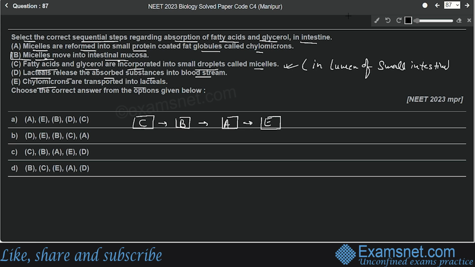Then the last step will be D. What will happen? These lacteals will release the absorbed substances into the bloodstream. So this is the correct sequential step, and according to this, the correct answer will be option number C, CBAED.